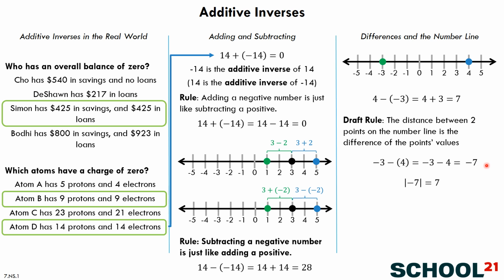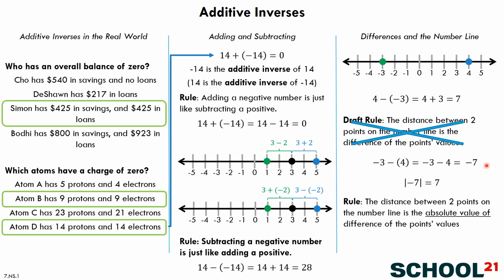So what if we did this, though? Took the absolute value of it. Would that make sense? Okay, so let's rewrite our rule. We'll cross out our draft rule and rewrite another one. The distance between 2 points on the number line is the absolute value of the difference of the points' values. Does that make sense?